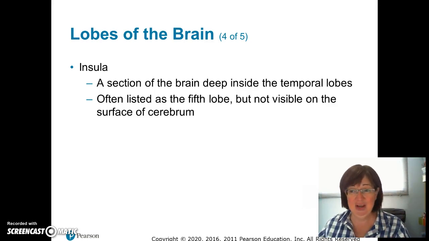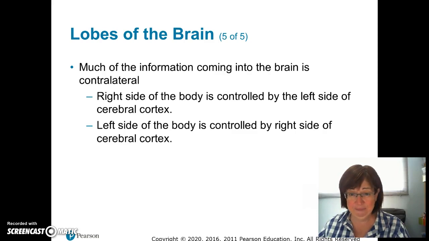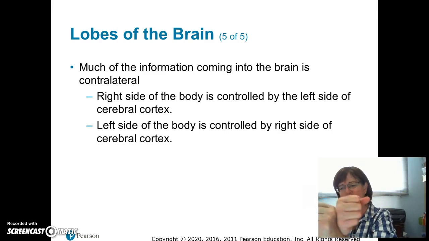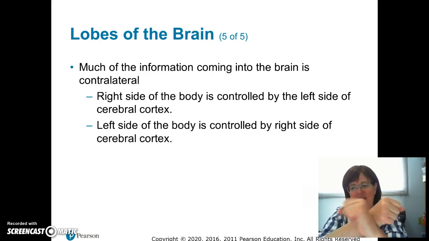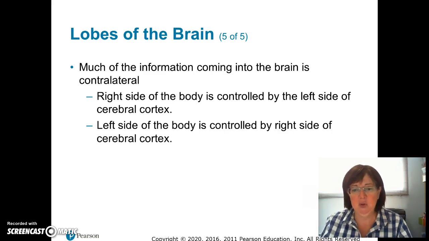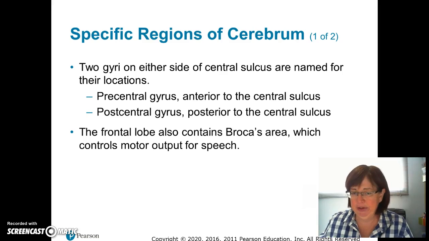So that's why we only have 4 lobes here. Okay? Now, the thing about the information on the brain, it's contralateral, which means the left side controls the right side. If you make your fists, the right side of your brain will control the left side of your body, and the left side of your brain controls the right side of your body. Okay? So this will help you understand a little bit. Not a lot, but a little bit.